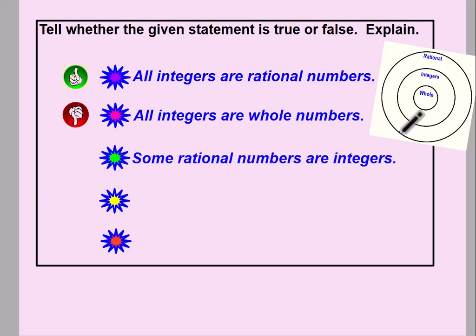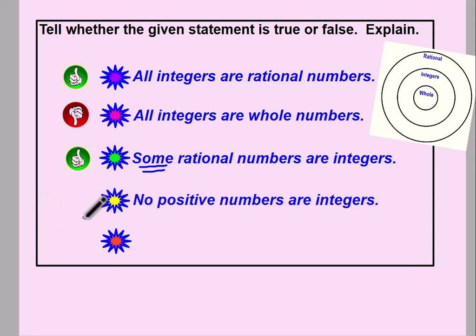Some rational numbers are integers. The clue word here is some. So here's my rational numbers, here are my integers. Are some of the rational numbers integers? Yeah, they include the integers. They have more than just the integers because they include all of the parts as well, but they do include the integers, so this one is true.